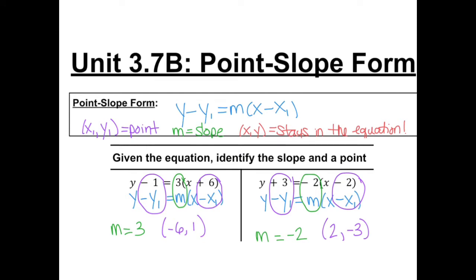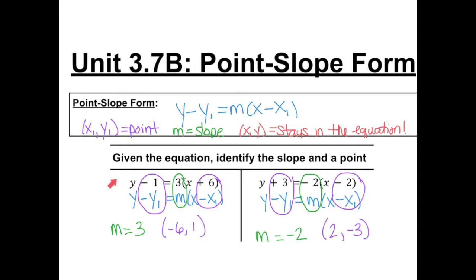Point slope form is y minus y1 equals m times x minus x1. The x1, y1 represents a specific point on the line. The slope is m as usual, that's the rise over run for the graph, how the line is changing from point to point. And then the x and y without the little ones stay in the equation because they represent the fact that there are hundreds of thousands of infinite points on each line.